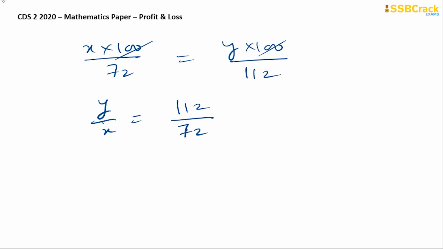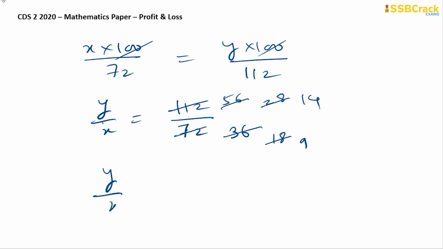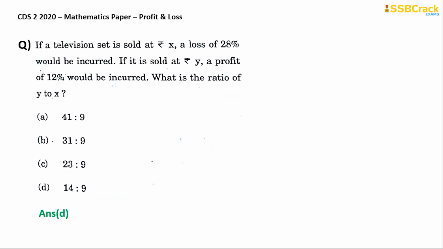So dividing it by 4, or you can use the 2 tables, what are we getting? Y by X, that is the ratio of Y to X, is 14:9. And hence the key for this particular question was option number D.